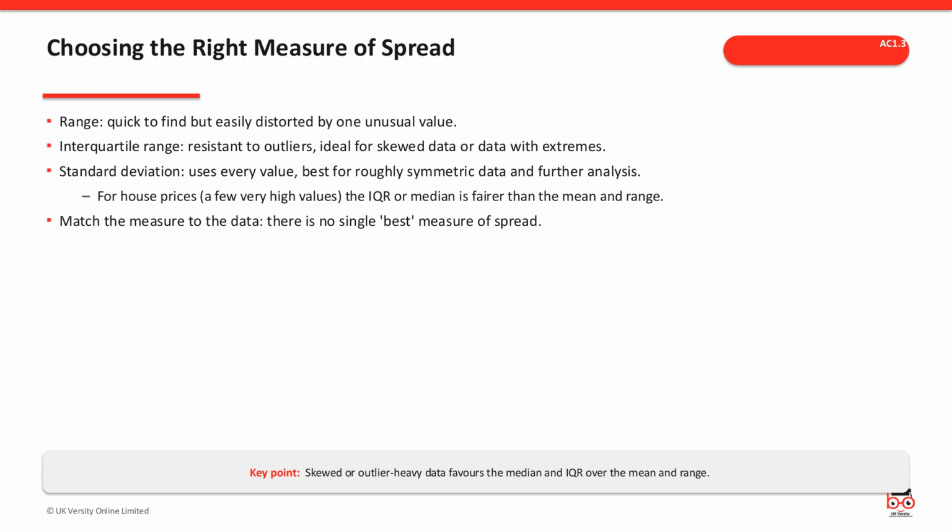Think about house prices. A few multi-million-pound properties drag the mean and range right up, so the median and interquartile range give a fairer picture. There's no single best measure. You match it to the shape of your data.